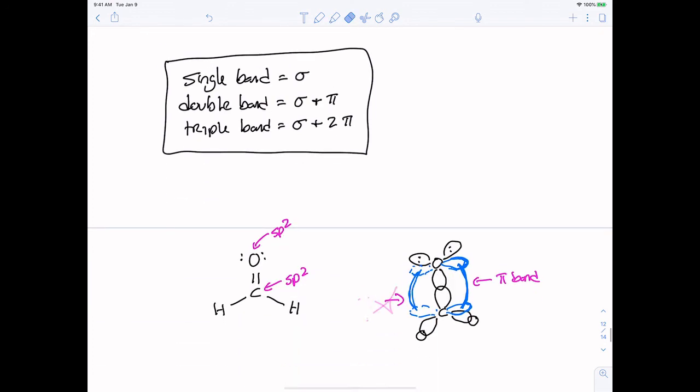So don't do that. And then this is a sigma. This is also sigma, and then this one here is also sigma. So I have a double bond here, right? It's made up of 1 sigma and 1 pi bond, right? 1 sigma and 1 pi bond.